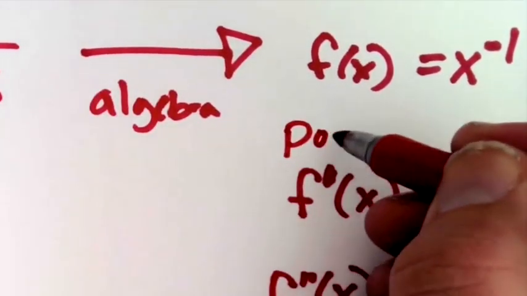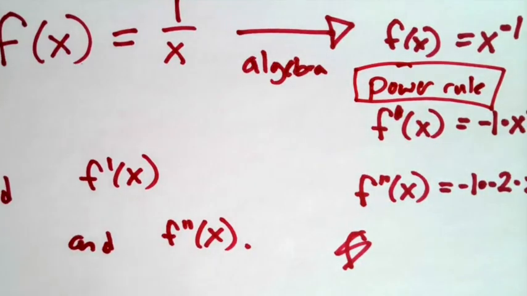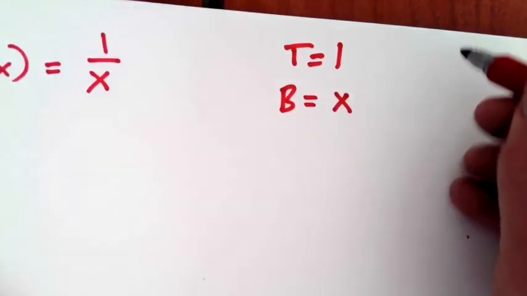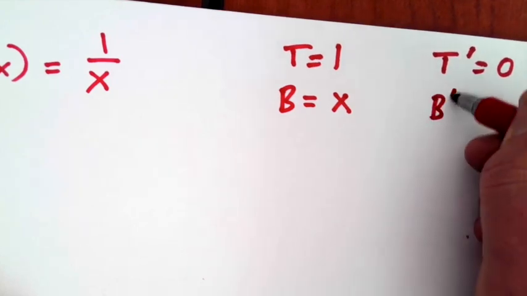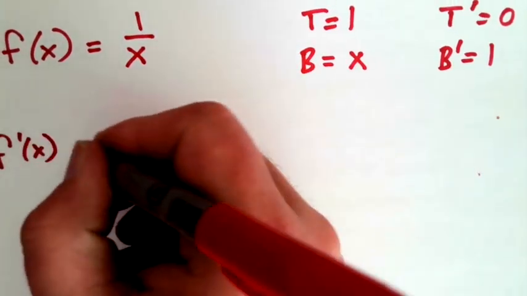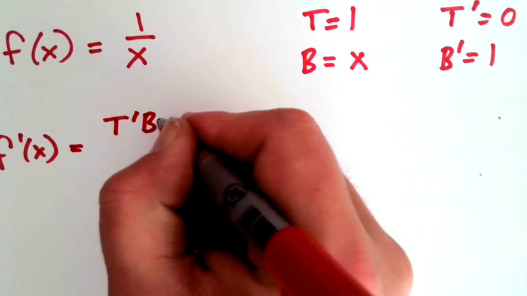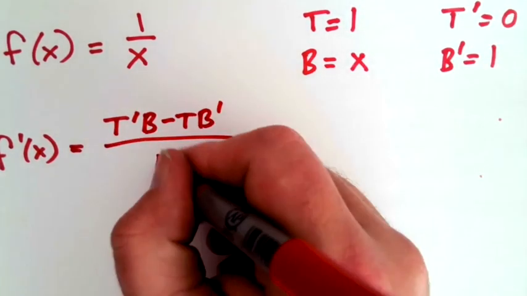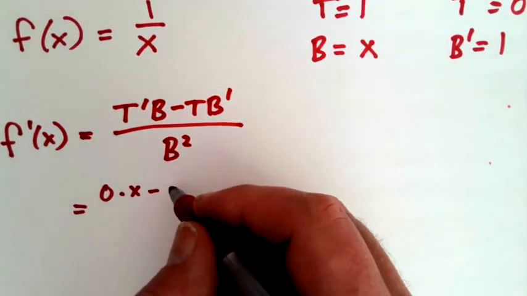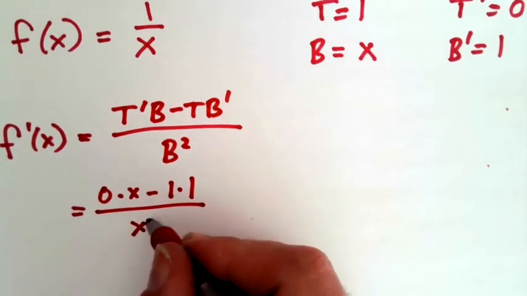That's if you remember to rewrite using algebra so that then you can use power rule. If you don't remember that and you try to do this with quotient rule, life becomes much more unenjoyable. So if I rewrite this with t equals 1 and b equals x, then I have t prime equals 0 and b prime equals 1. So I would end up with f prime of x equal to t prime b minus t b prime all over b squared, which would be 0 times x minus 1 times 1 over x squared.